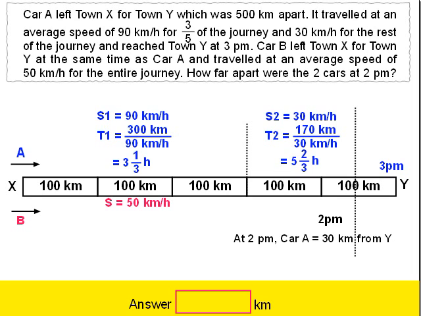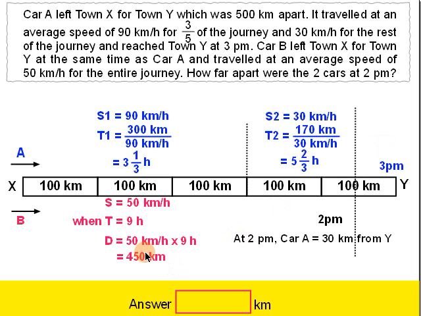Same goes for car B, because car B started the journey at the same time as car A. So if car A travels for 9 hours, then car B also travels for 9 hours. So I put the time for car B to be 9 hours. And we know that he traveled at a constant speed of 50 km per hour. So what is the distance covered by car B 9 hours later? Speed times time, 50 times 9, that gives us 450 km.